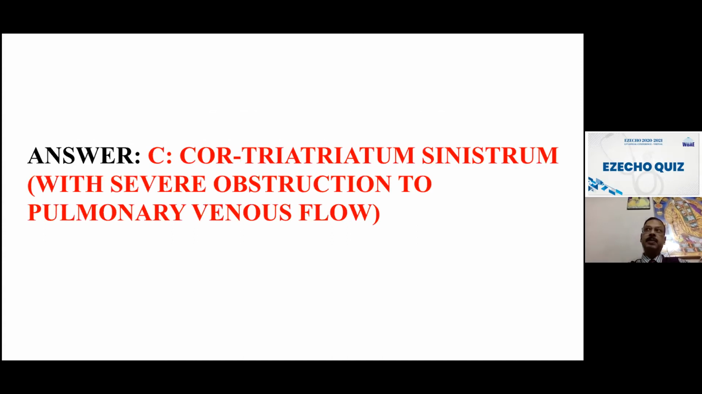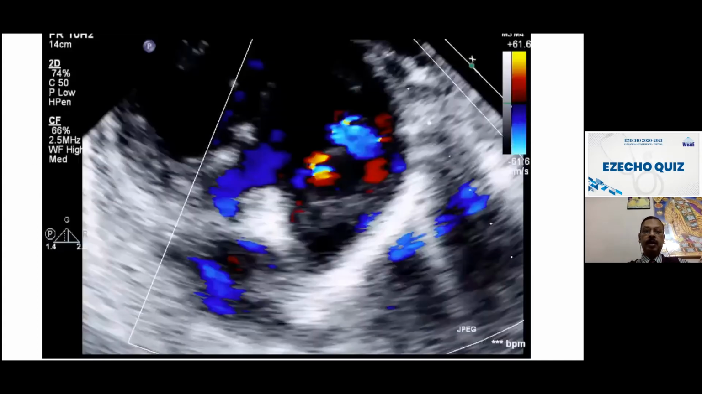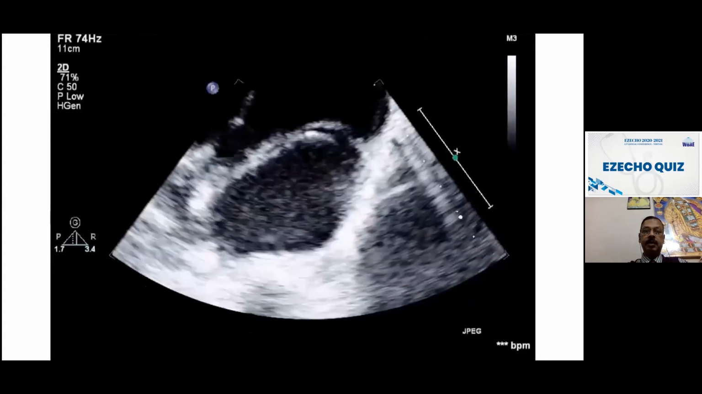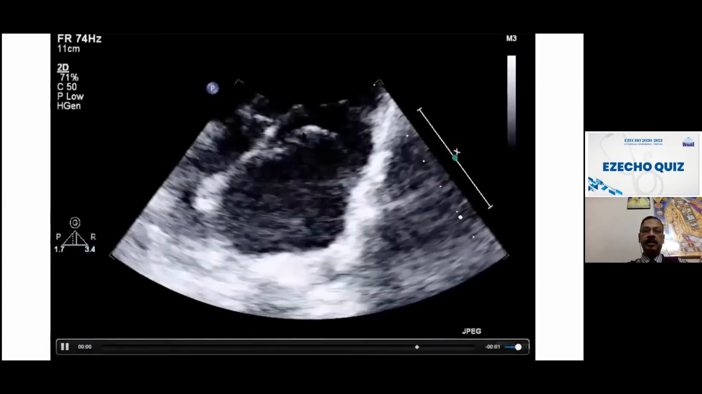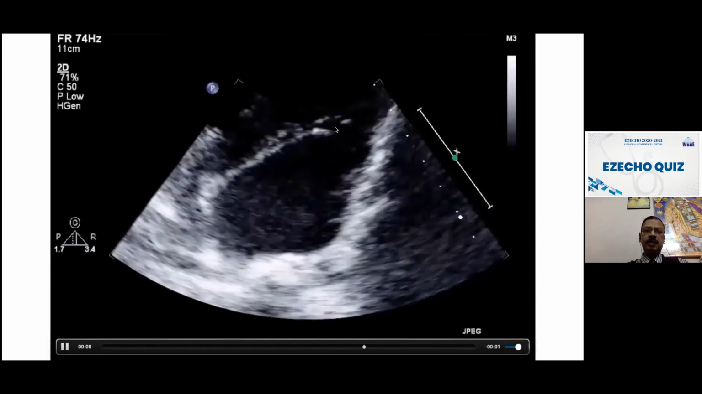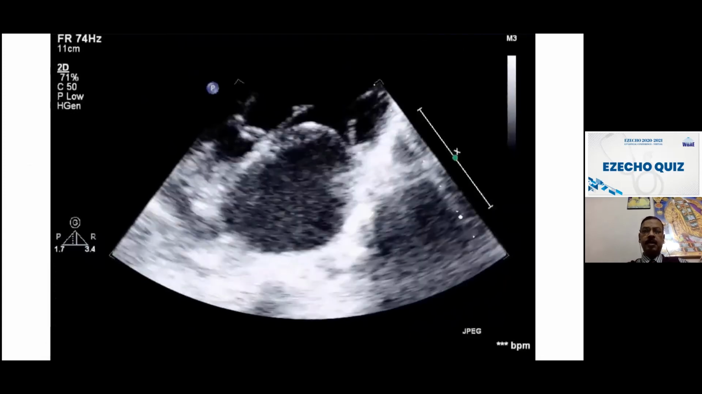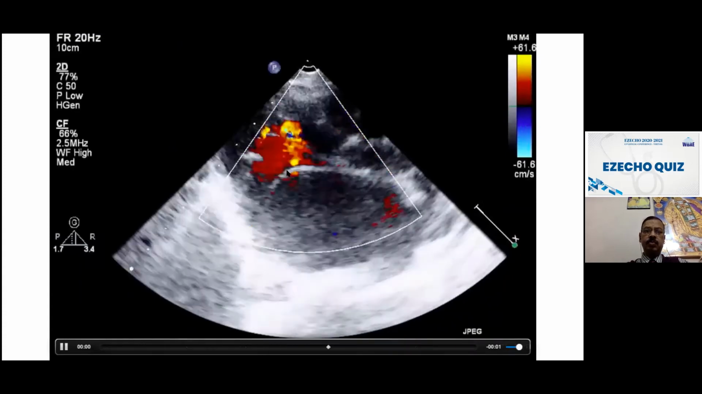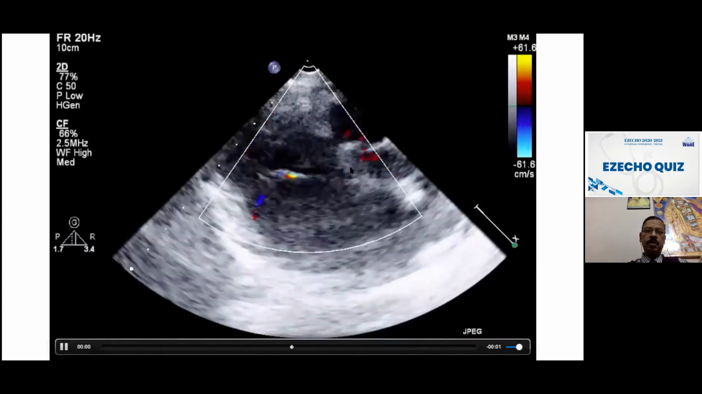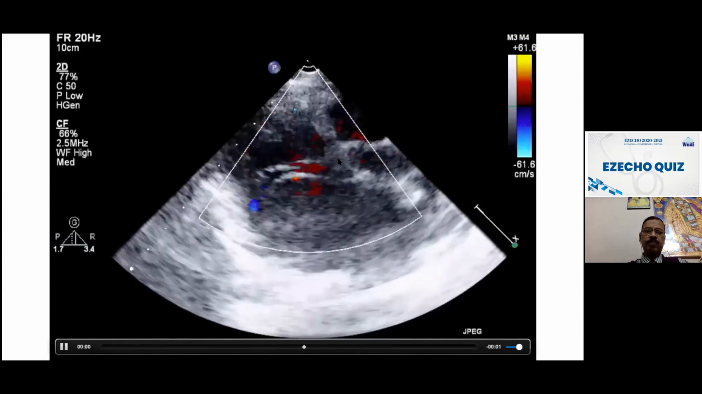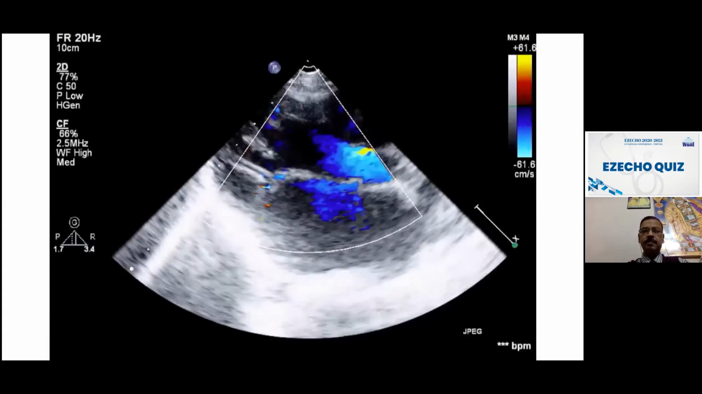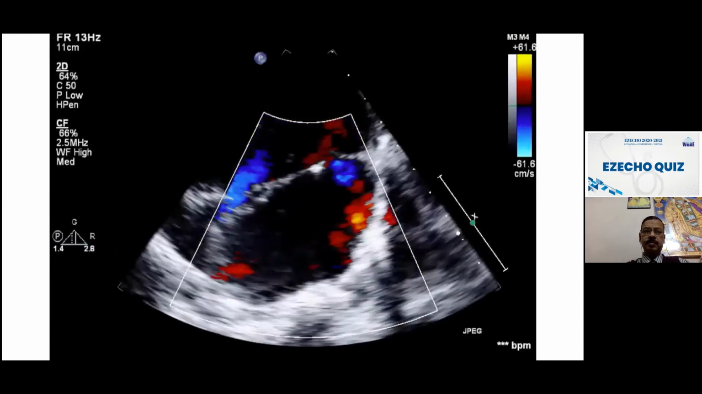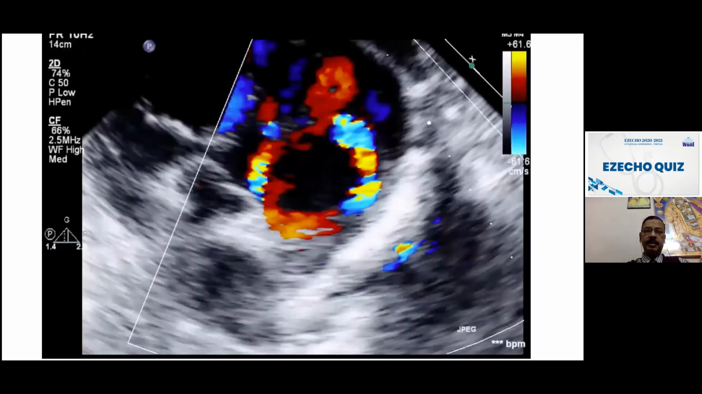And I don't have to explain it, because if I go into the other view, you can see this is a huge cor triatriatum sinistrum. You can see the whole of this, starting from here. There is not much obstruction directly to the pulmonary vein, but there is some turbulence here.